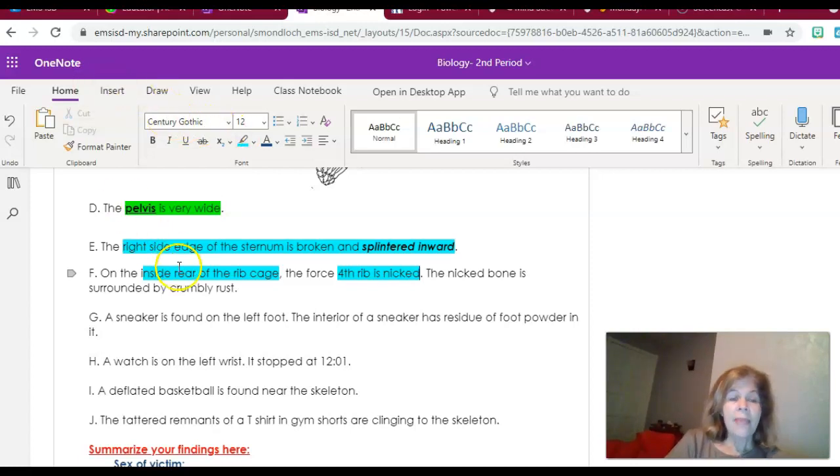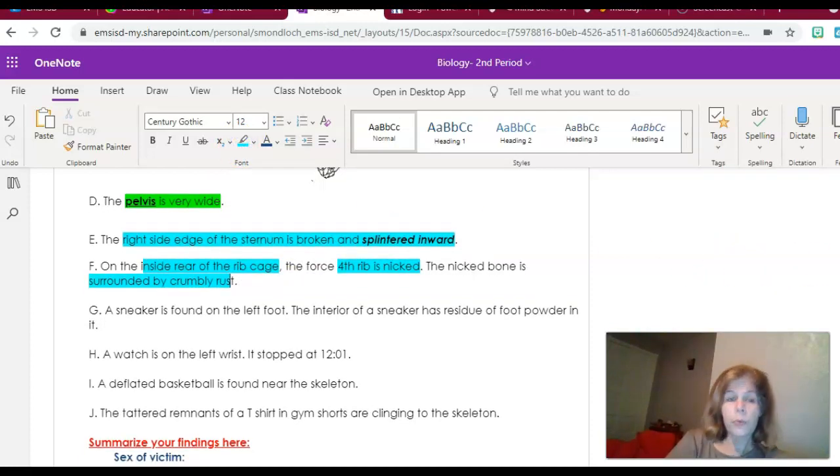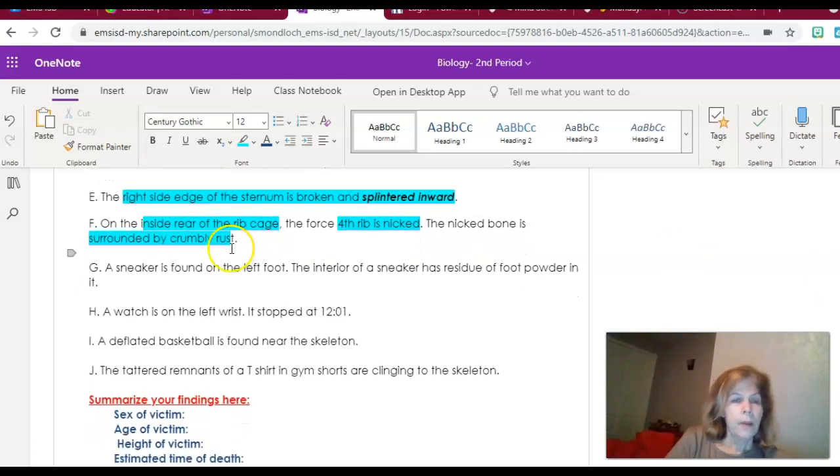Okay. And then that nicked bone where the little chip out of the bone is surrounded by crumbly rust. Okay, and from experience, you know that rust comes from iron. So we're probably looking at, and this would be what was running through my brain, probably looking at metal. Okay, so then we found a sneaker near the left foot.